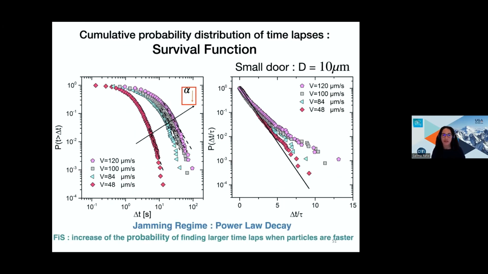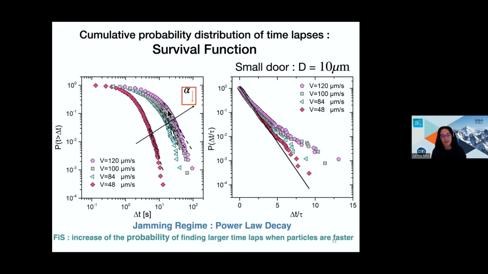And when you now look at the survival function, what you can see when the velocity is modified here, the representation is a log-lin scale. So you can see that the exponential is not recovered here, and what you see on the log-log representation is that there's a power law behavior that emerges at long time scales. So what does it mean? It means that you don't have any more a characteristic time as an exponential would suggest. You cannot define a characteristic time of exit.